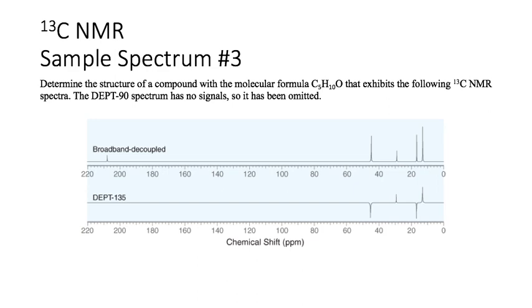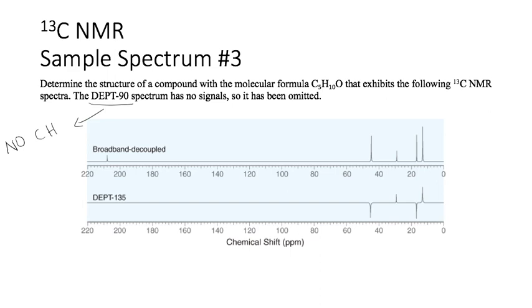It has these 2 different spectra, and the depth 90 spectra has no signals, so I just left it out. It's been omitted. So immediately from this, this tells me that I have no CH groups, because CH is directly reflected in that depth 90, and that's the only thing that shows.